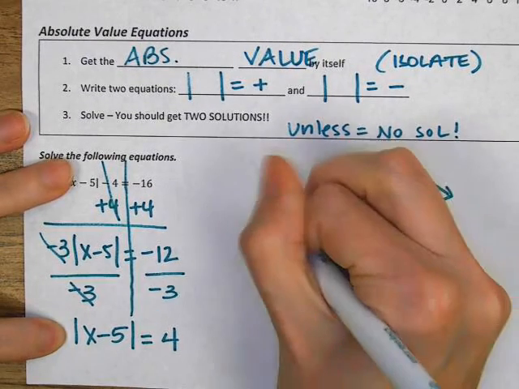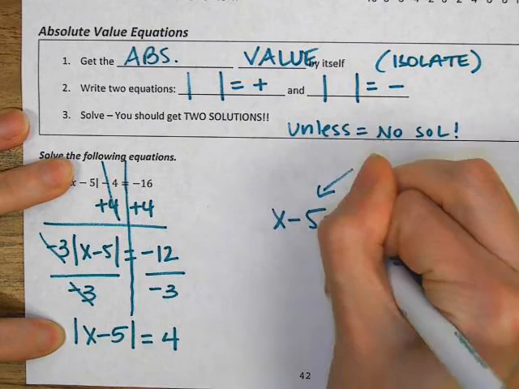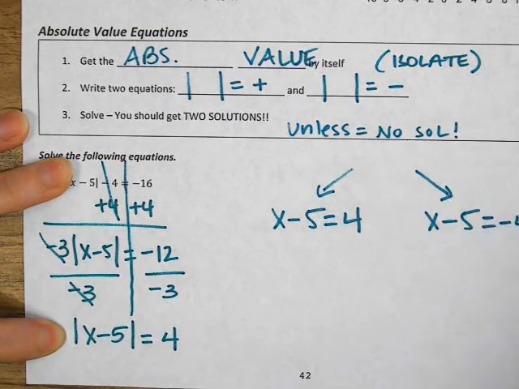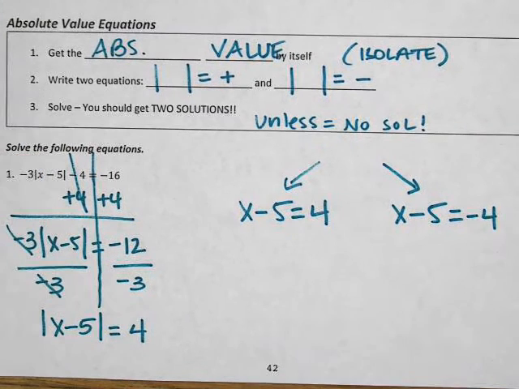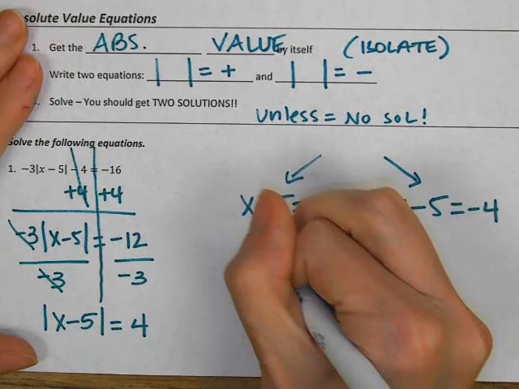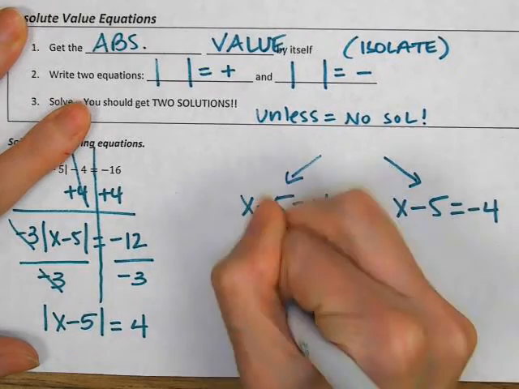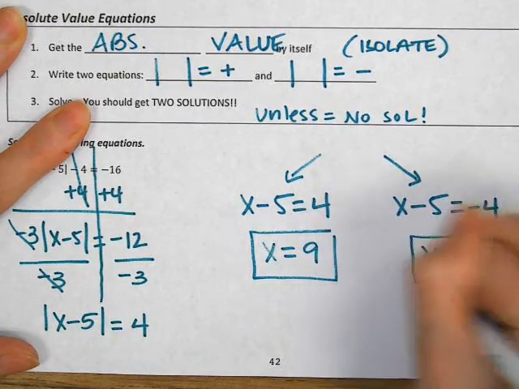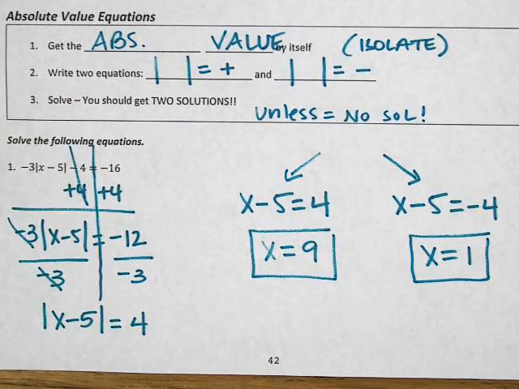We are going to get two answers. One of them is going to be x minus 5 equals positive 4, and the other one's going to be x minus 5 equals negative 4, because we got to get to the right and to the left. And then if you solve them both, those are your two answers. So add 5, one answer is x equals 9. Add 5, one answer is x equals 1. So 9 and 1.